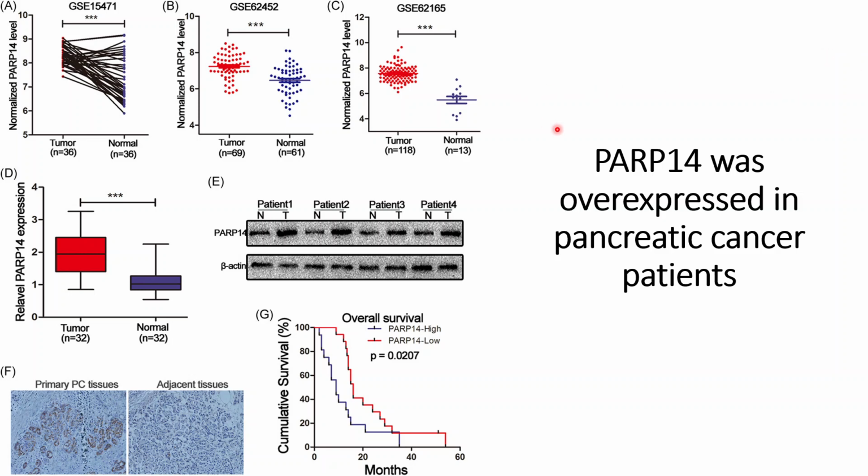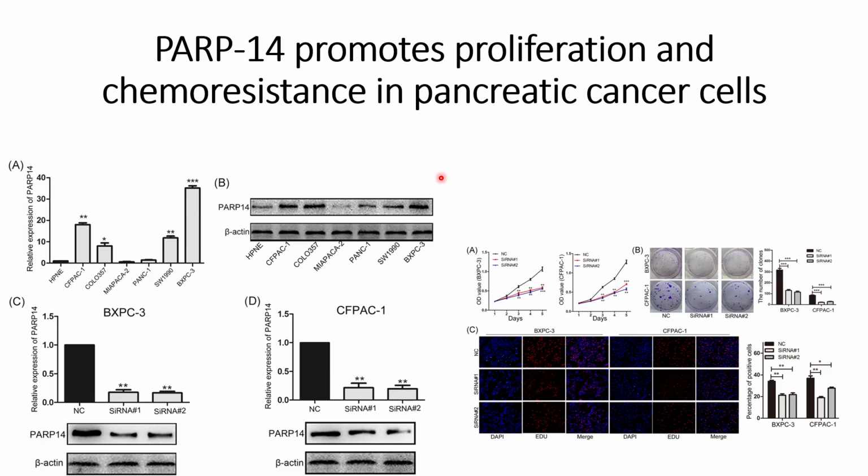In this video we will discuss that PARP-14 was overexpressed in pancreatic cancer cells. So basically we will answer the question of why the researchers selected PARP-14 and studied its impact on pancreatic cancer cells. In the previous video we discussed figure 2 and figure 3, where we saw that PARP-14 promotes proliferation and chemoresistance in pancreatic cancer cells.